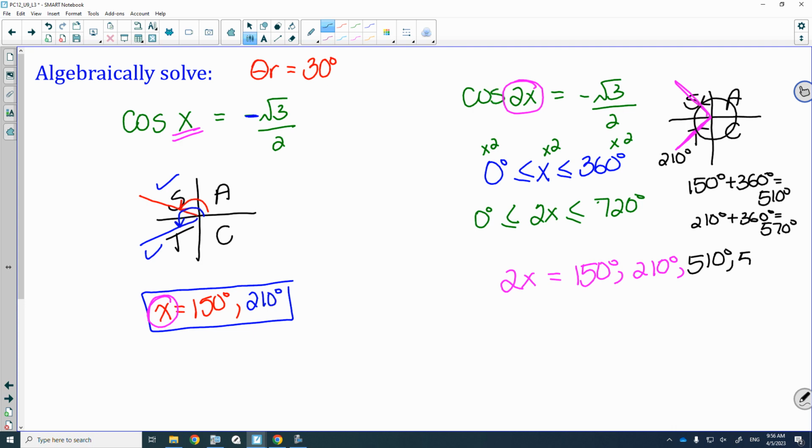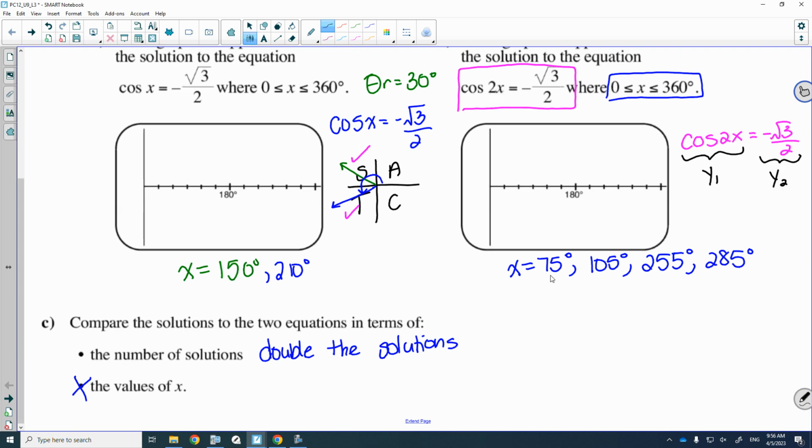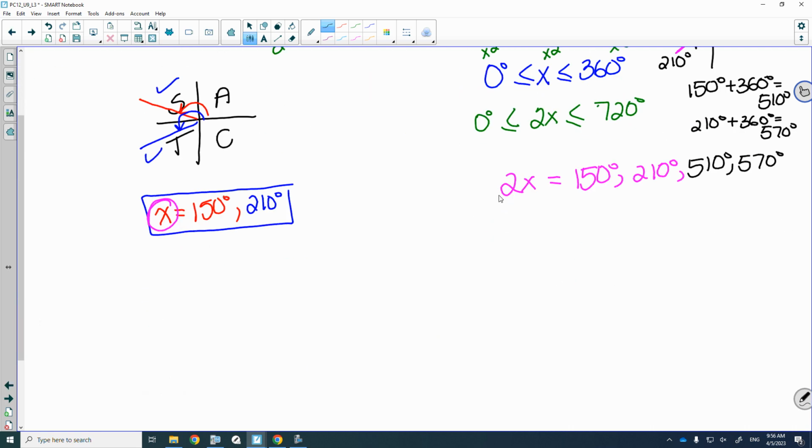Okay, so I've got 570 degrees. And you might say, well, these numbers don't match those four numbers that we got. They have to be these answers: 75, 105, 255, 285. Well, I have 2x is equal to this. Do you know what I'm going to do to get x by itself? I'm going to divide everything by 2. So I'm going to divide this by 2, this by 2, this by 2. Everything's getting divided by 2.